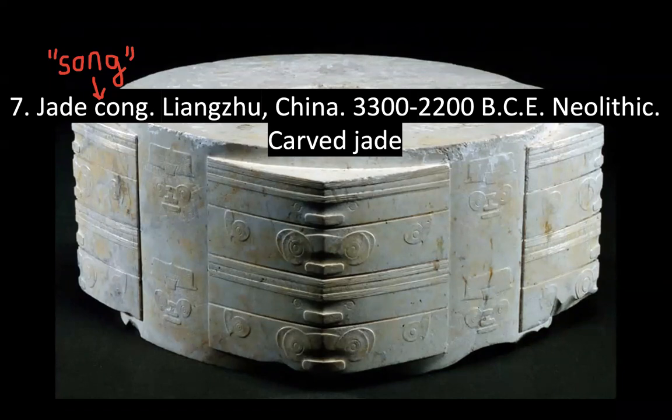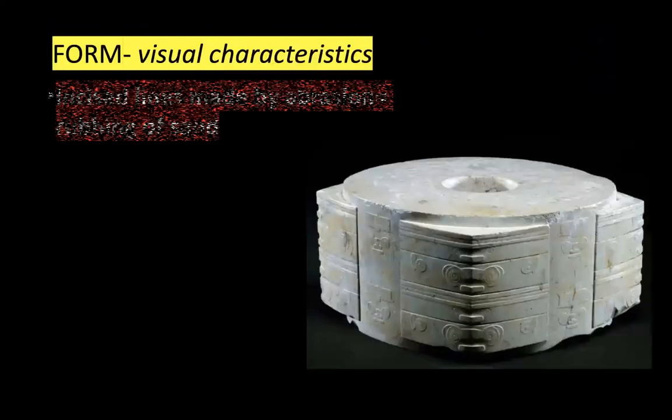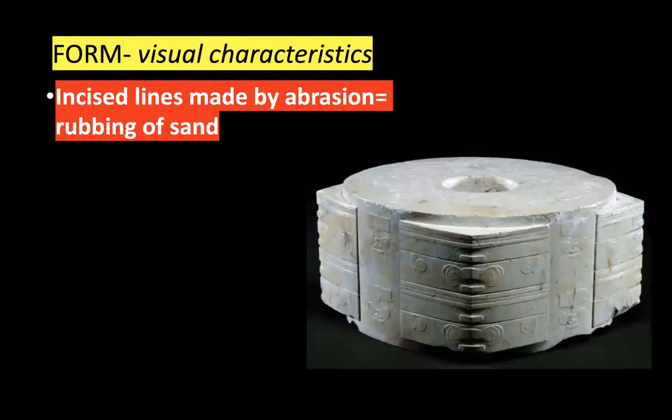That's okay. All right. This looks like Kong, but it is Song. So I wrote that up there for you guys. So this is the Jade Song from China, Neolithic, and this is carved jade, which is a type of stone. Visual characteristics. This has incised. So all these lines have been incised, made by abrasion.